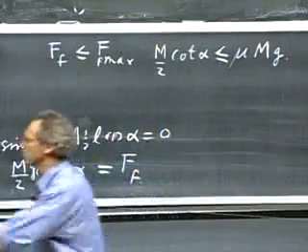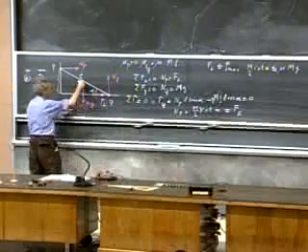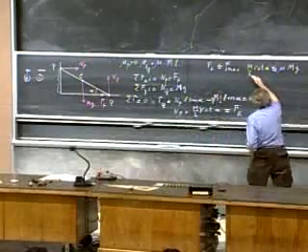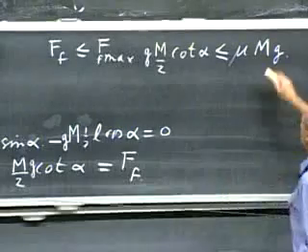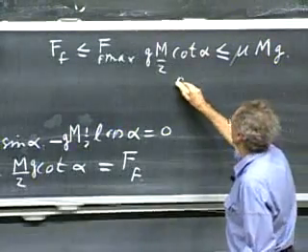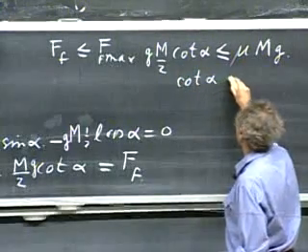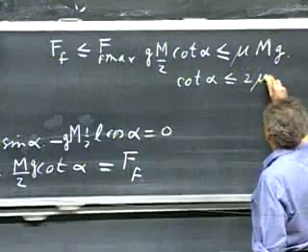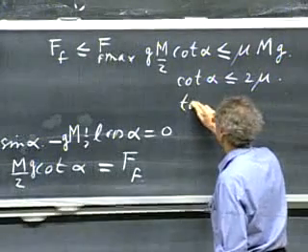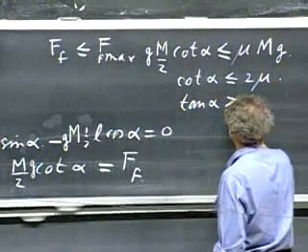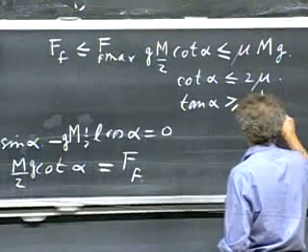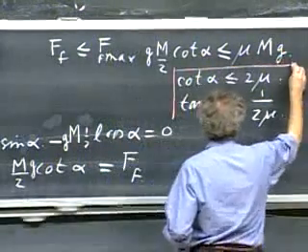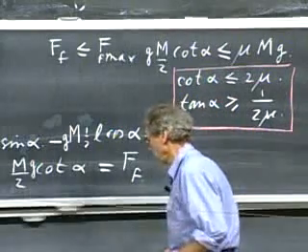Correct? Because if I have this force here and this position vector, then I have mg. So there is a g here, and so there is a g here. And so I lose my mg, and you find that the cotangent of alpha is smaller than or equal to 2 mu, or the tangent of alpha is larger than or equal to 1 over 2 mu. And that is the condition for the ladder to be stable.